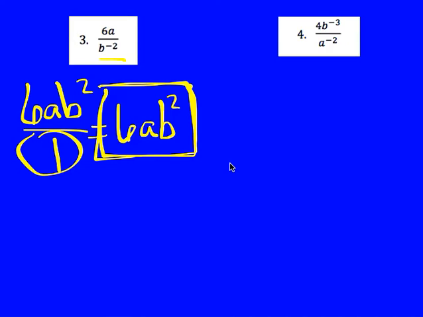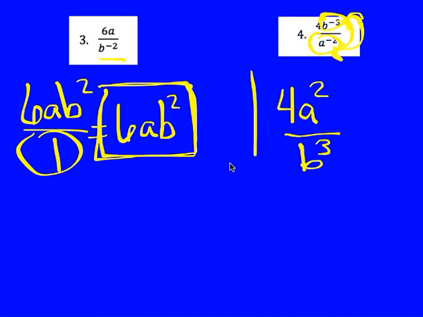Okay, now let's take a look at number 4. We need to flip the location of the b, so we'll flip that down to the bottom, and then the a is going to need to come up top. So I'm going to have 4, and then a squared, and then my b is going to flip to the bottom to give me b to the third. So then I have 4a squared divided by b to the third. So that's the final answer for number 4.